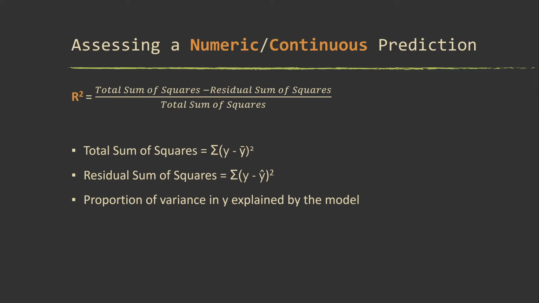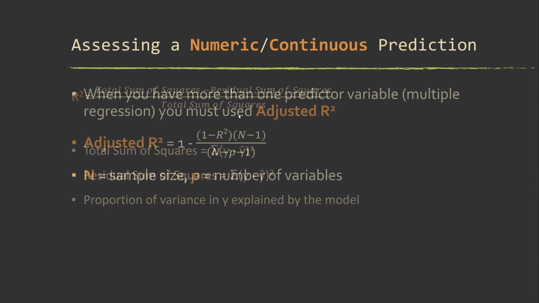And since this is basically just a ratio, there are no units. The numerator would be in the square of the units of the thing you're predicting, and then you're dividing by the square of the units. So the units drop out, and it's unitless. It's just an index or value from 0 to 1, and it's just the proportion of variance explained.